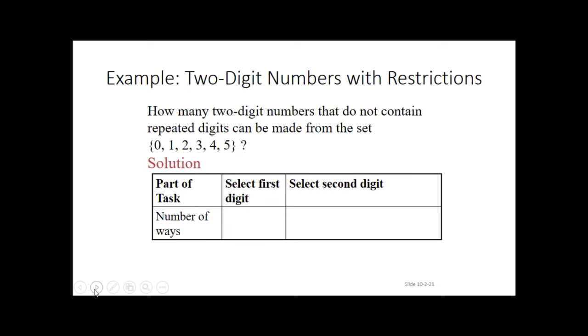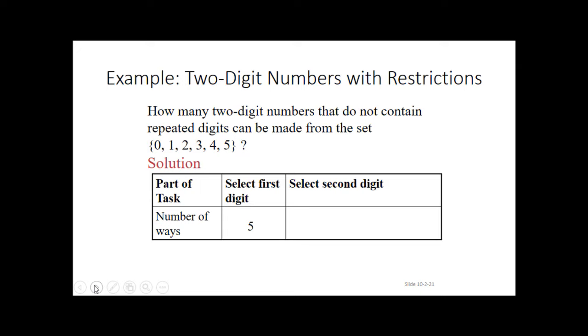But we're still going to just break our task down into 2 parts, selecting the first digit and selecting the second digit. So how many ways can we select the first digit? Well, once again, you cannot have 0 as a first digit in a number, so you always leave that out. So there's still going to be 5 ways to choose the first digit, a 1, a 2, a 3, a 4, or a 5.